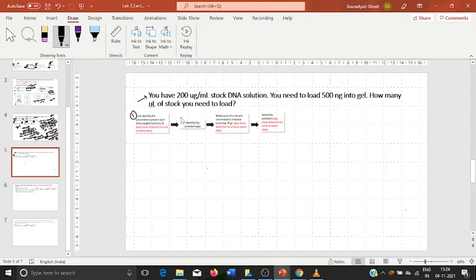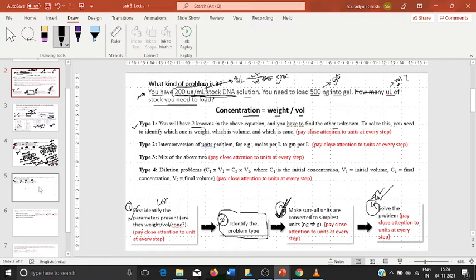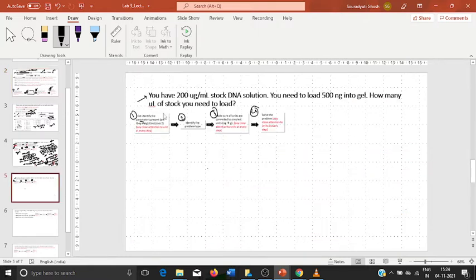So we'll follow the same playbook. This is the four-step solution process. First we will identify the parameters, then we will identify the problem type, then we will convert to the simplest unit, and then we will solve the problem. The four types of problems were identified earlier, so it is going to be one of those four. Let's identify the parameters or quantities first.